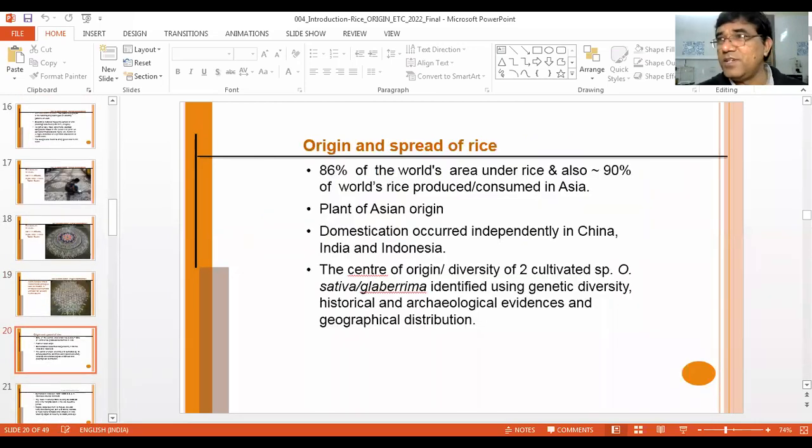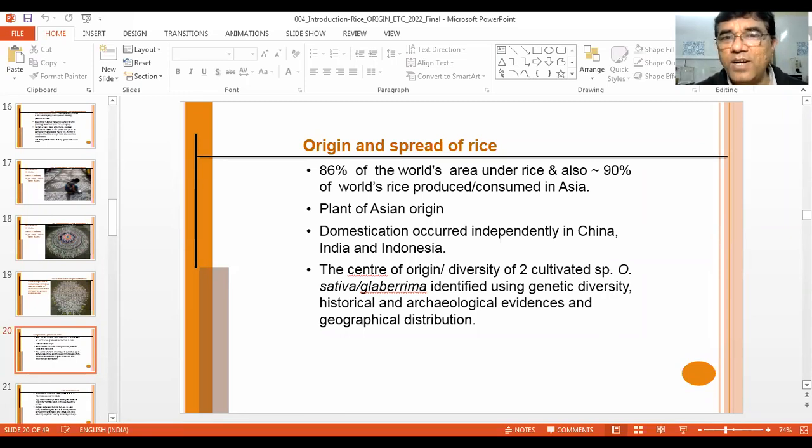Now that was just in brief about the importance of rice. Its main product and byproducts are used, it is also part of trade, and its byproducts like straw or husk find use. And of course, it is the important staple food of 50% of the people in the world. Now we come to the next topic, that is origin and spread of rice.